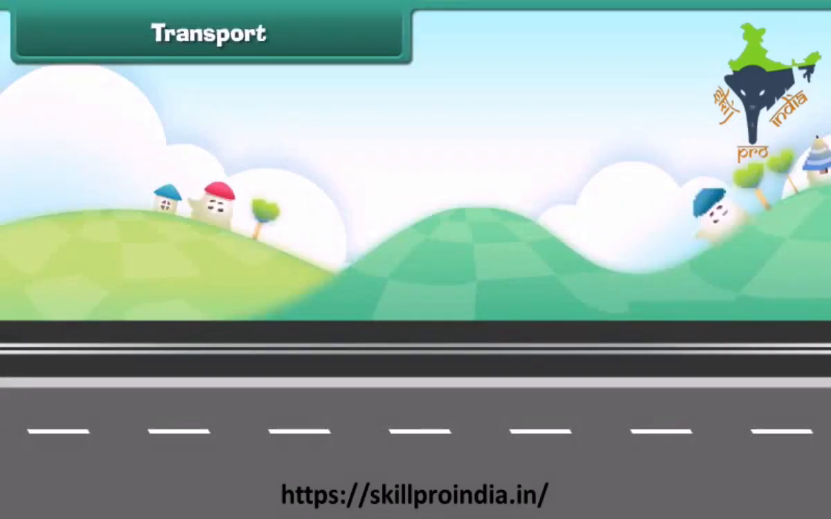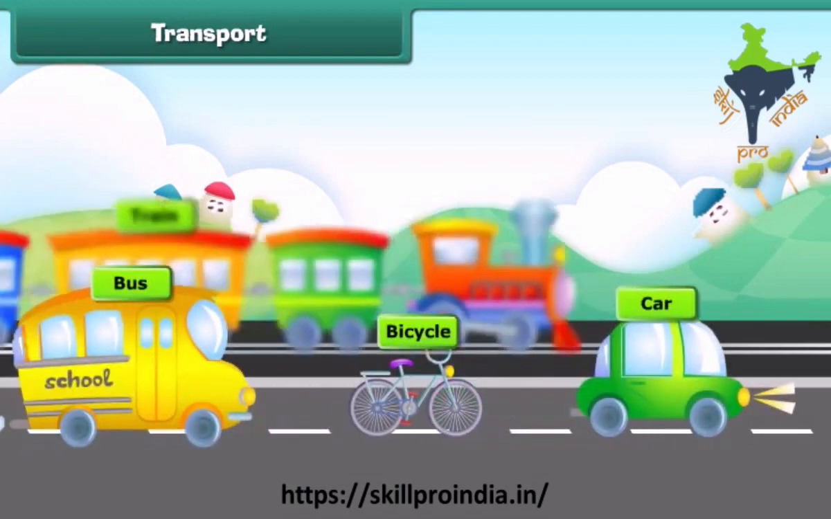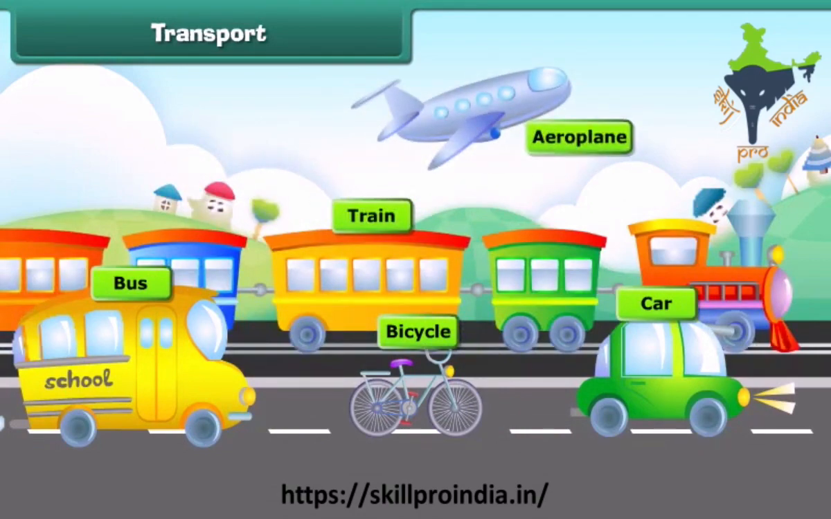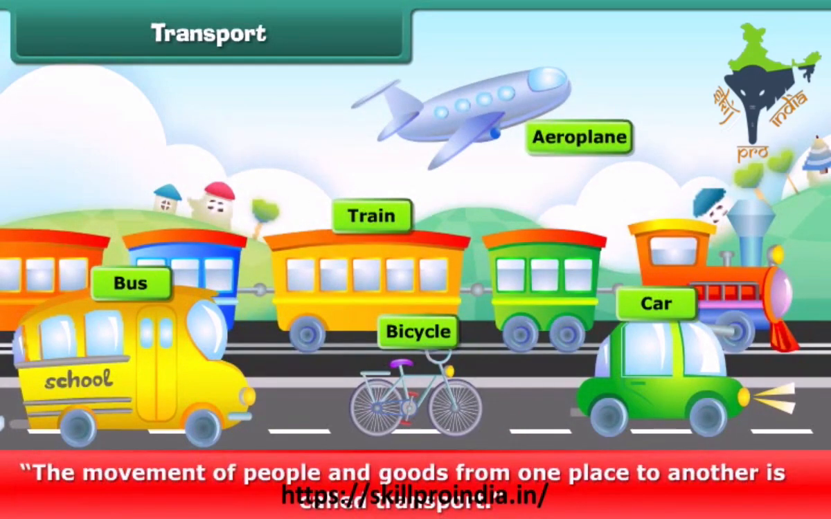Dear friends, we all go from one place to another by different vehicles like bicycle, bus, car, train, and airplane. The movement of people and goods from one place to another is called transport.